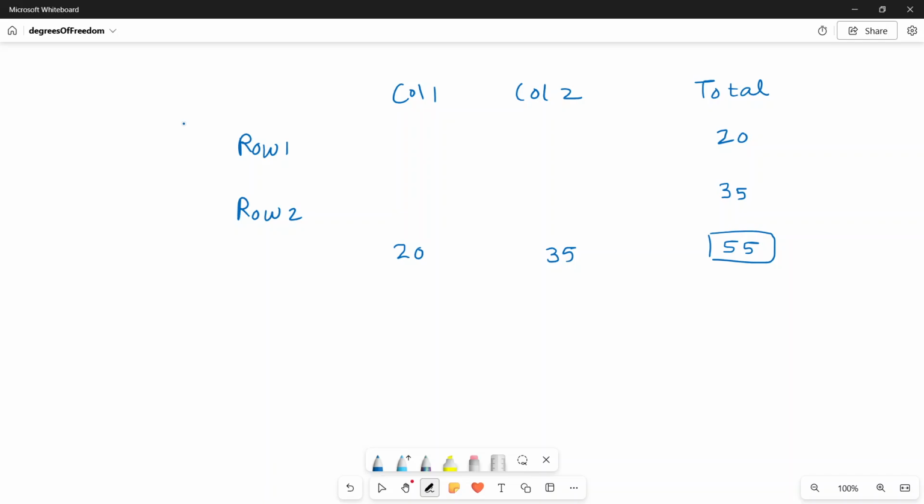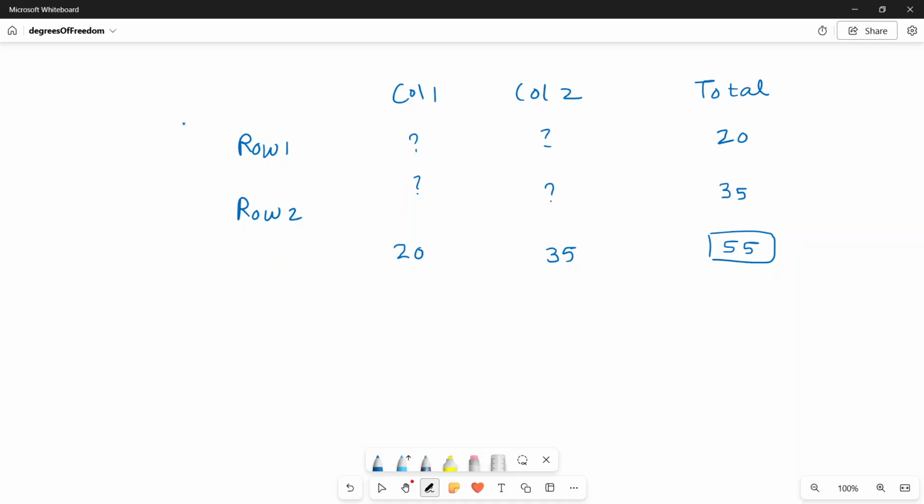I don't know exactly how many students belonging to row 1 also belong to column 1. I don't know the exact cell values. So all these are question marks for me right now. Now, how many cells can I choose freely before the rest are determined automatically?